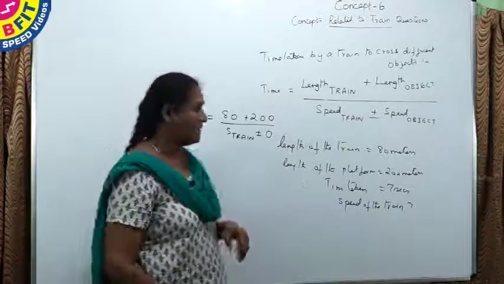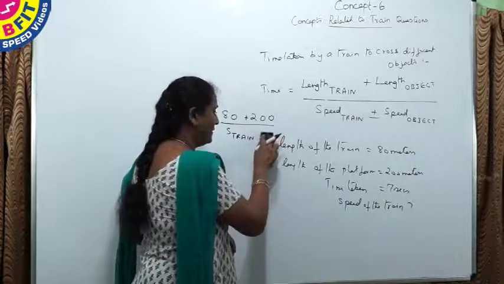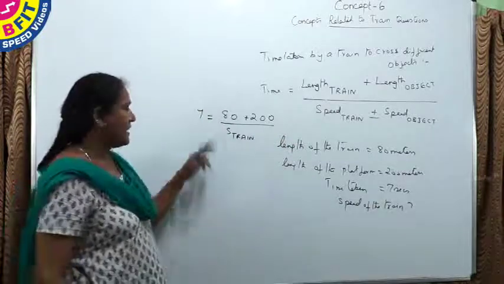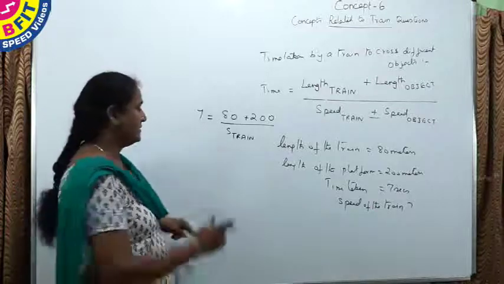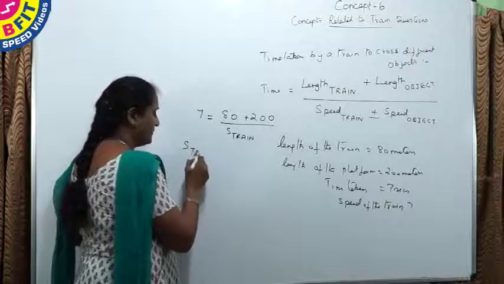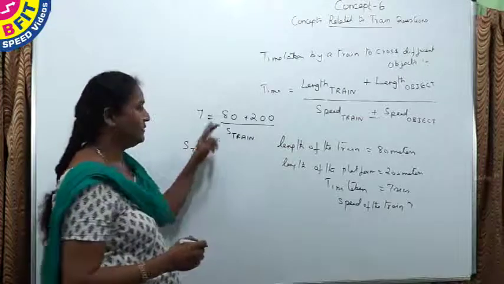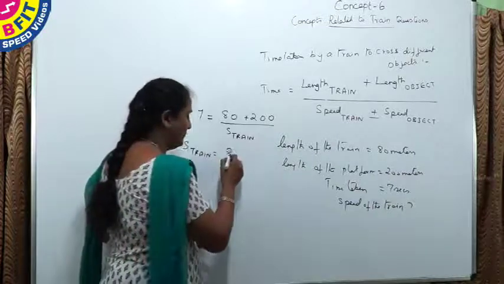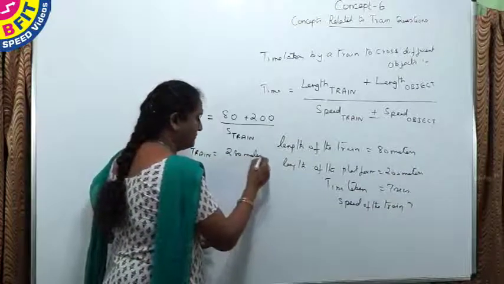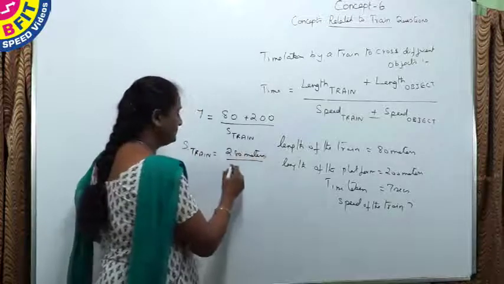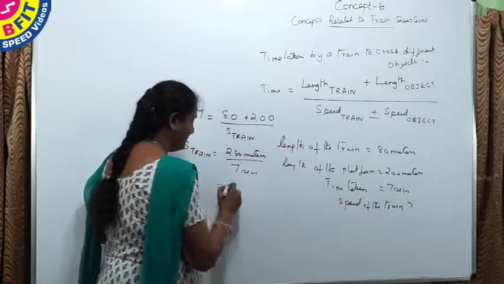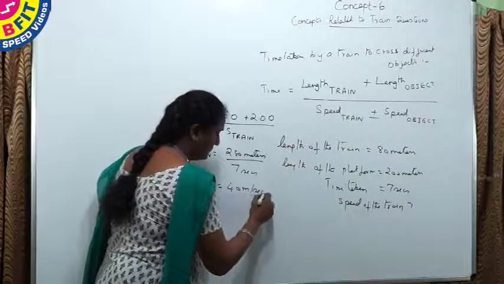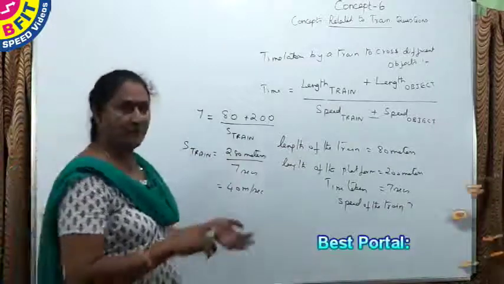Here the object is stationary, so speed of the object is 0. So as speed of the object is 0, we will have only one factor, that is speed of the train. So now we are asked to find speed of the train. As time is given, by interchanging these values, speed of the train equal to the total distance, that is length of the train plus length of the platform, so 280 meters by 7 seconds. So speed of the train is 40 meters per second.